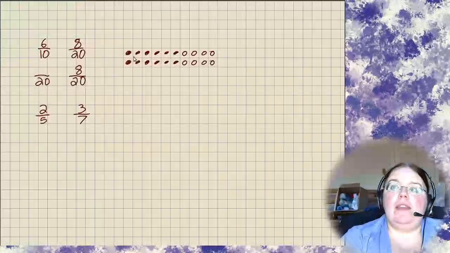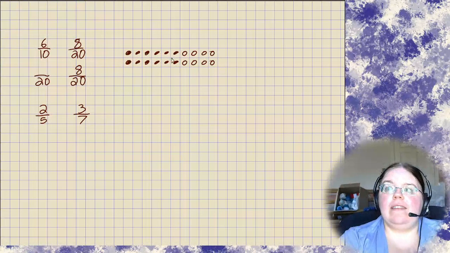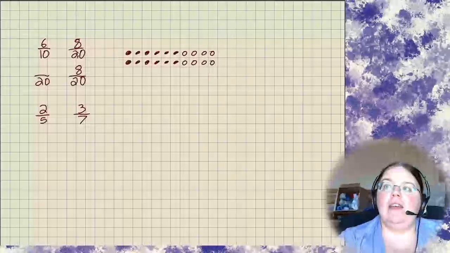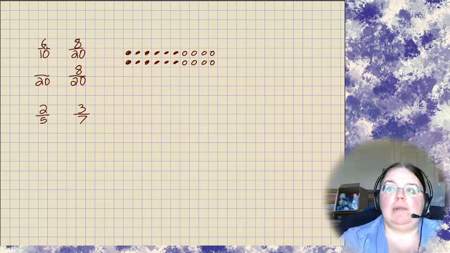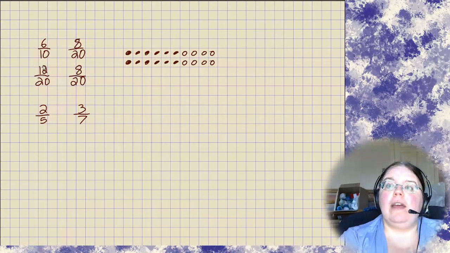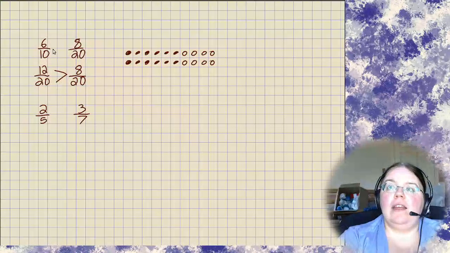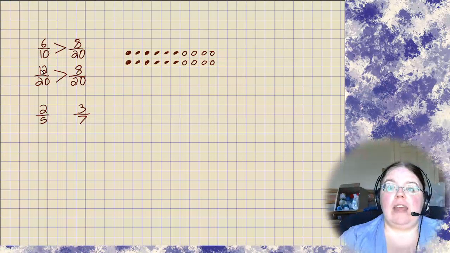Now, one thing we can notice is that we multiplied to get that common denominator. So we can say, okay, even if this were larger numbers that would not be convenient to draw, we could still multiply. And then we'd say 6 times 2 is 12. Now, I notice that 12 out of 20 is more than 8 out of 20. So 6 out of 10 is also a greater ratio than 8 out of 20.